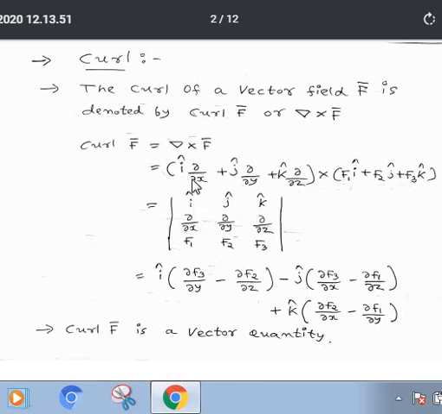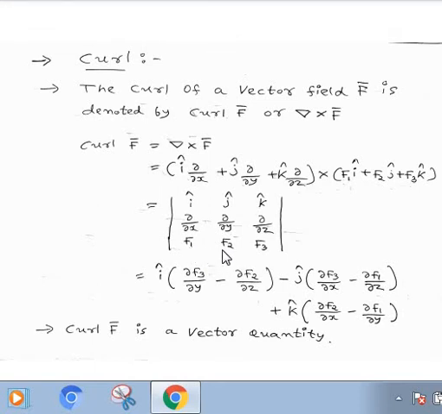Now we have to find out cross product of these two vectors, that is determinant of i j k, del by del x, del by del y, del by del z. It means x, y and z component of nebula, and then after that x, y and z component of vector field f bar, that is f1, f2 and f3.